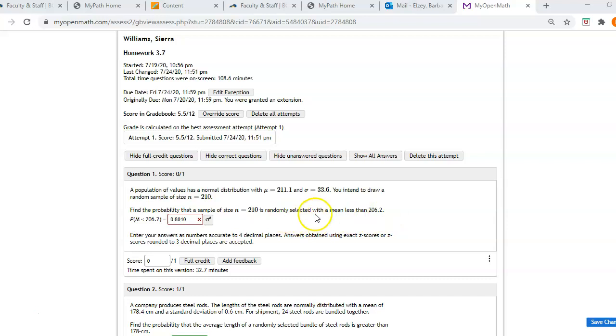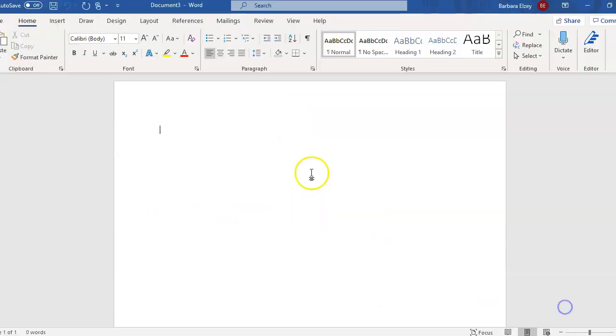All right, now when we see that the mean is less than, greater than, or between values, we want to use that second z-score formula. So the x bar that we're going to use is 206.2. Let's go over here to a blank sheet.